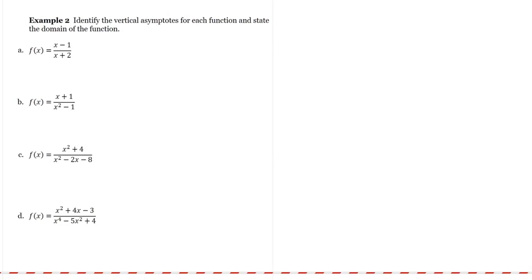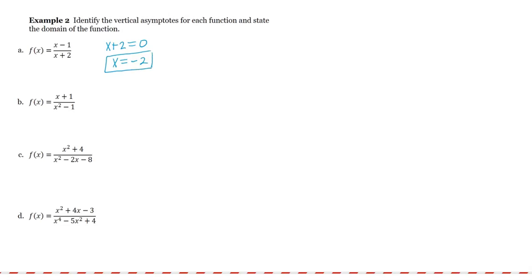Example 2. Identify the vertical asymptotes for each function and state the domain of the function. We know that when we have rational functions, the denominator cannot be equal to 0. So looking at this first example A, we want to know, when does the denominator equal 0? Let's see. X plus 2 equals 0 when x is equal to negative 2.